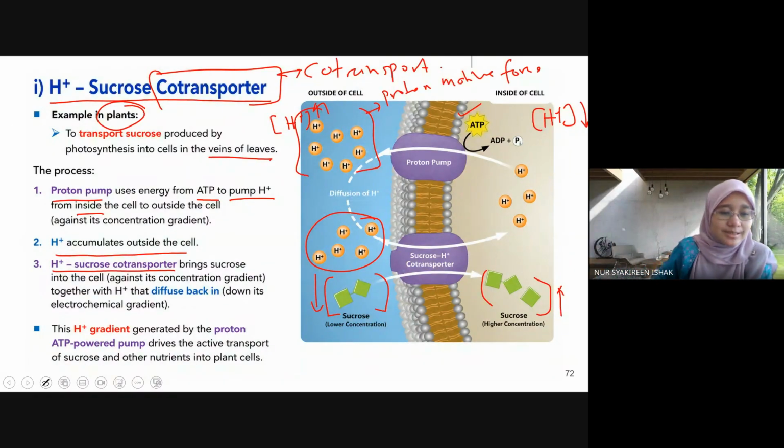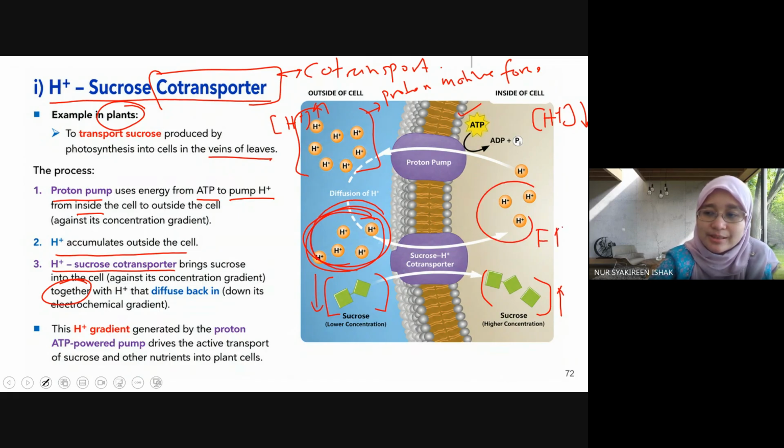So it says here, the hydrogen ion sucrose co-transporter brings sucrose into the cell against its concentration gradient from low to high, together with hydrogen ion that diffuses back in, down its concentration gradient from high to low. The movement of hydrogen ion from outside into the cell is facilitated diffusion, but the movement of sucrose is active transport.